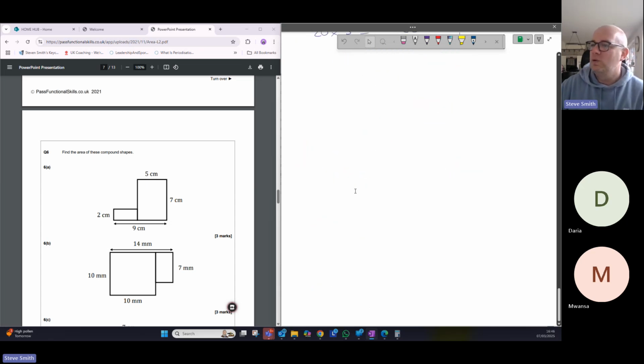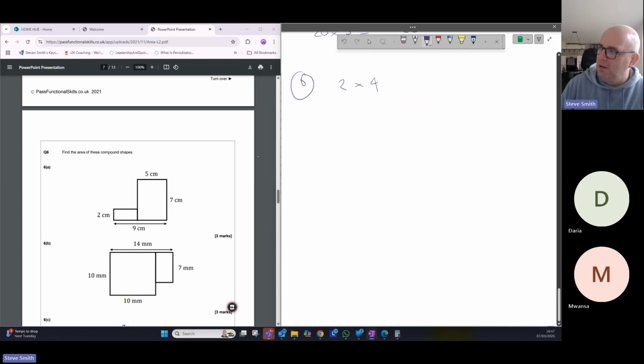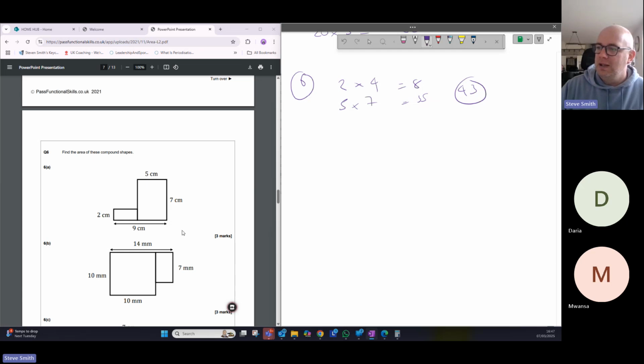Brilliant. Right, we've got question 6. Find the area of these. It gives us the simple choice here, because it has actually split the shapes up for us. So we can see it's 2, and we don't know that number there. But we know this one is 5, and we know that one is 9, and we know that one's 5. So this little bit is 4. So we know that little bit here is 8. Then we know that the other one is 5 times 7, 35. So that's 43.